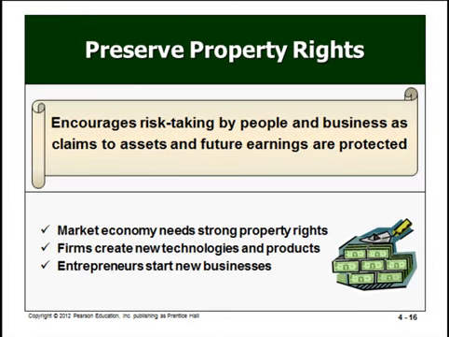Governments in market economies are also supposed to preserve property rights. By preserving property rights, governments encourage individuals and firms to take risks such as technology investments and new product invention. Governments legally safeguard claims to assets and future incomes these technologies generate.